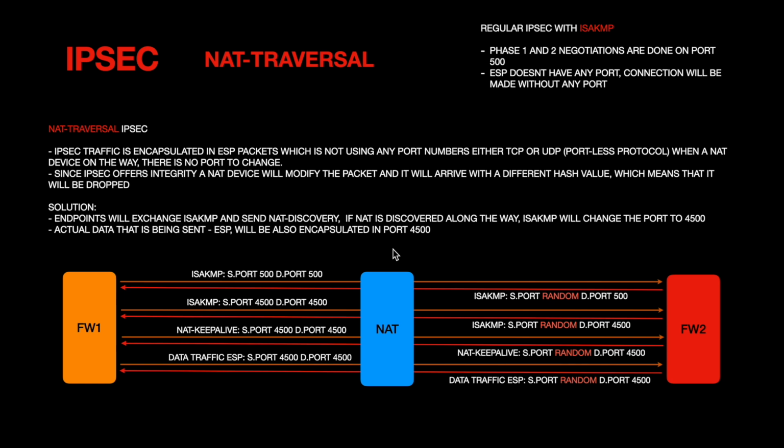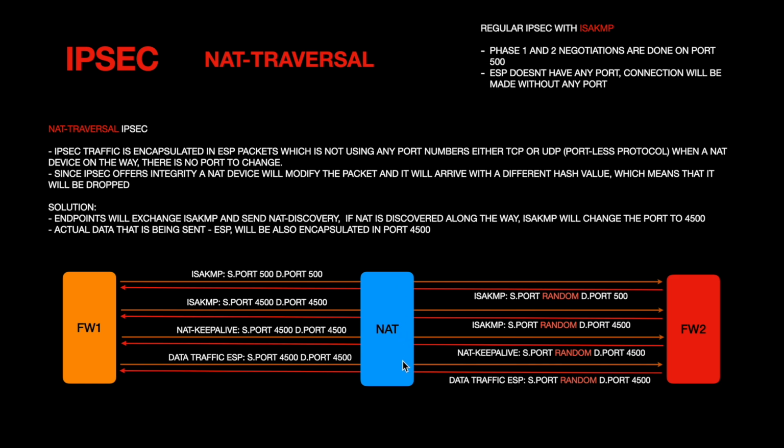So the solution in this case is to use NAT traversal. Also keep in mind that IKE version 1 does not support NAT traversal. NAT traversal is only supported by IKE version 2. And during the IPsec negotiation using NAT traversal, the initiator will send the first packet in port 500.